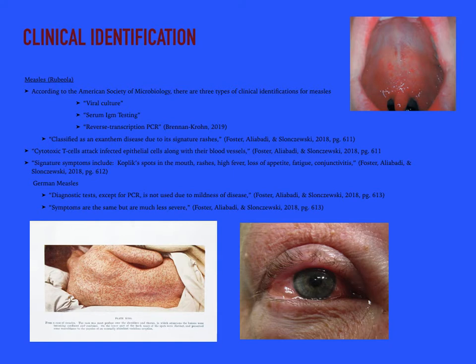German measles is a milder form of the disease, so diagnostic tests, except for PCR, are not used due to the mildness of the disease. However, it can cause residual health effects as an adult for children who've had it, such as joint pain.